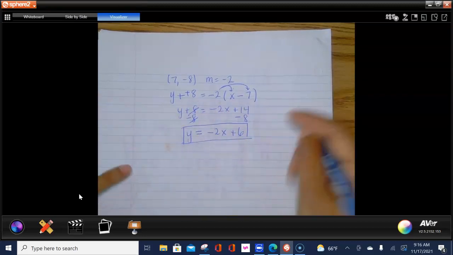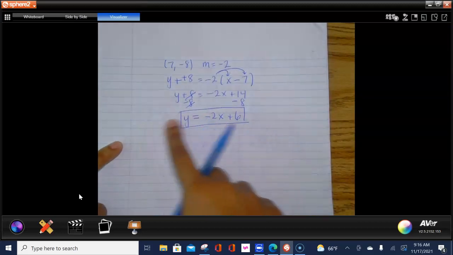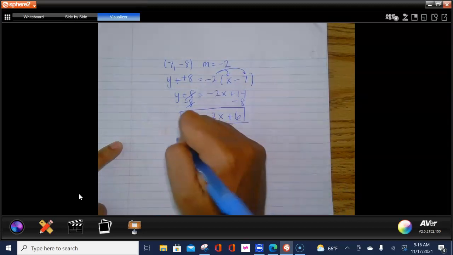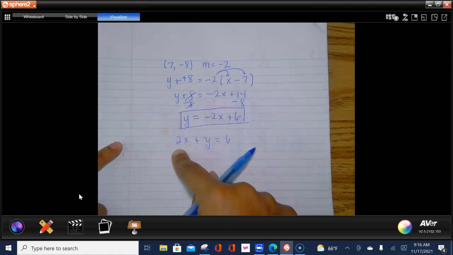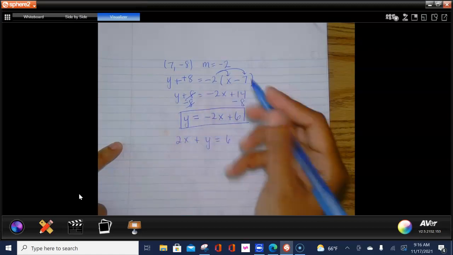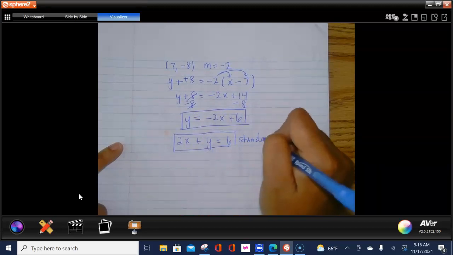That's it. And if I want to put it in standard form, I'm going to move this x term over to the left side, but I have to change the sign. So this becomes a positive 2x plus y is equal to 6. And again, that a value is positive and it's a whole number. So this is the answer in standard form. Look how fast that was.